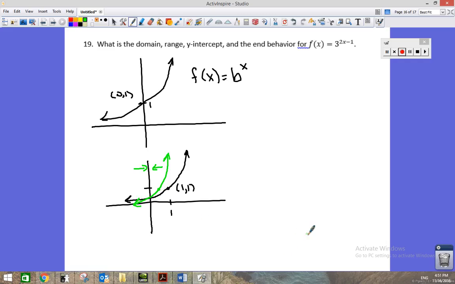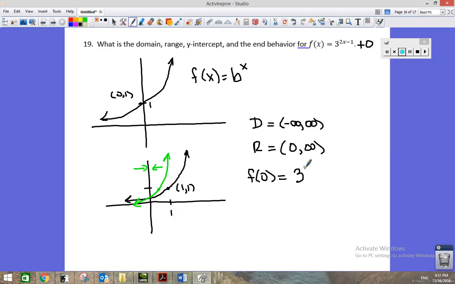Okay, so the domain for all of these is all real numbers. And the range, well, we haven't lifted this graph up or pushed it down. So from my basic, I know that my range is positive real numbers. And for the y-intercept, let's plug in 0 and see what we have. 2 times 0 is 0, but then minus 1, this is 3 to the negative 1, which is 1/3.